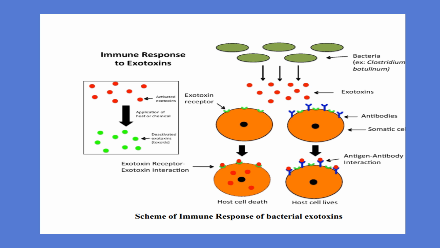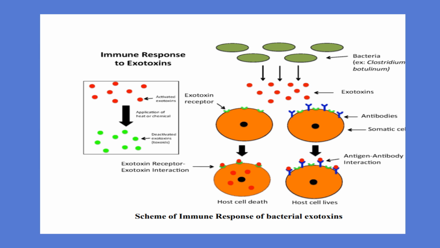Somatic cells have antibodies that target exotoxins and bind to them, preventing the invasion of somatic cells. The binding of the exotoxin and antibody forms an antigen-antibody interaction, and exotoxins are targeted for destruction by the immune system. If this interaction does not happen, the exotoxin binds to the exotoxin receptor on the cell surface and causes death of the host cell by inhibiting protein synthesis.